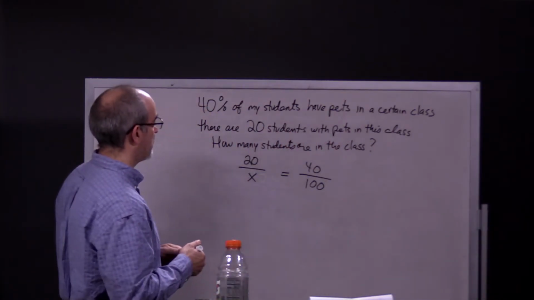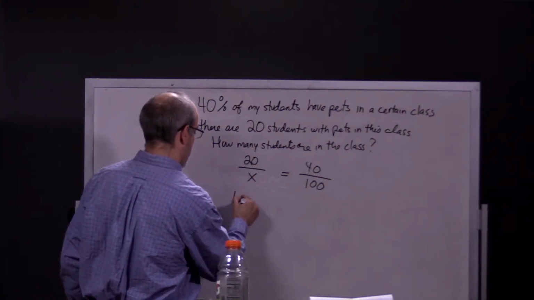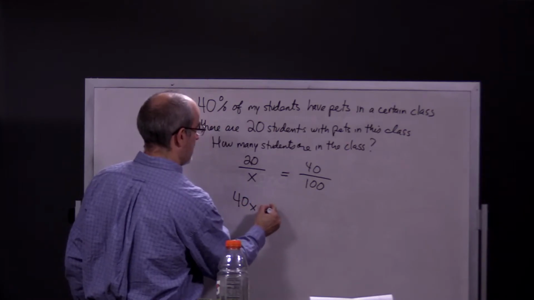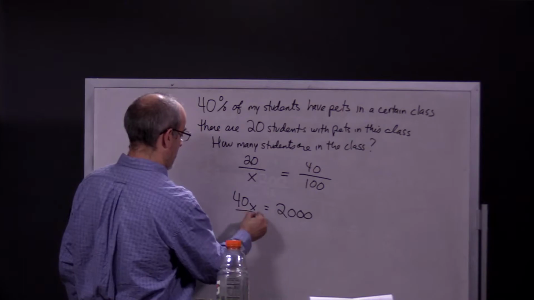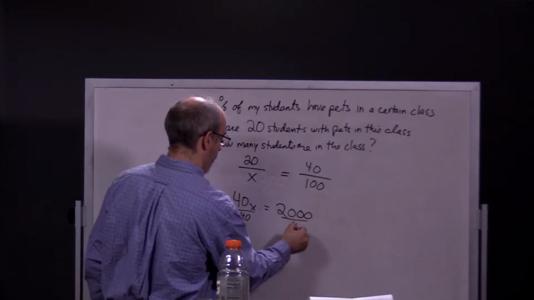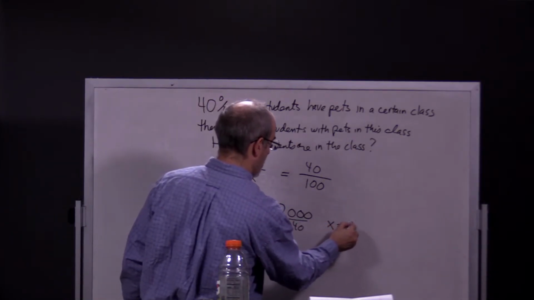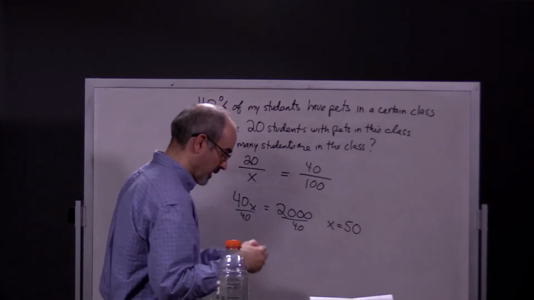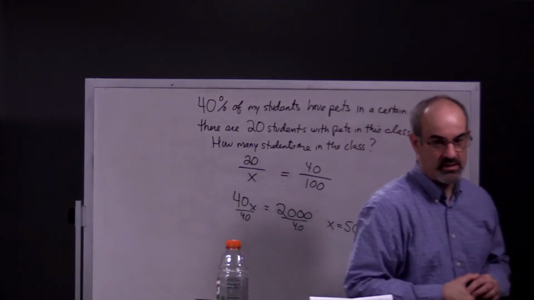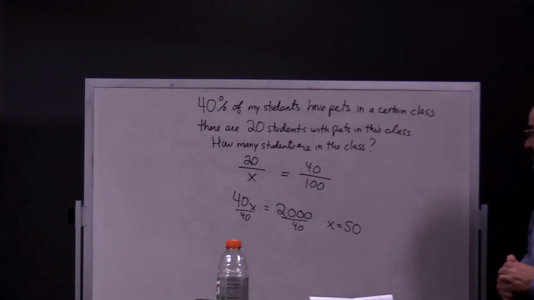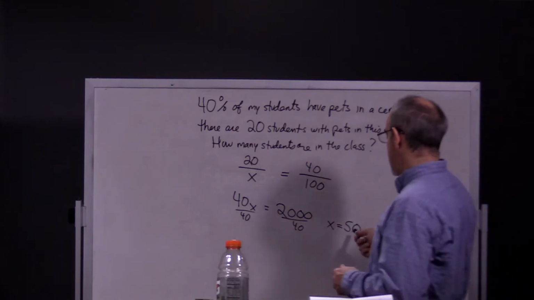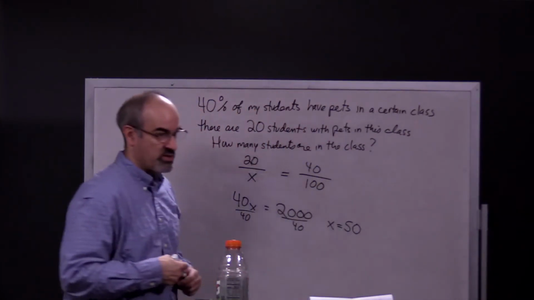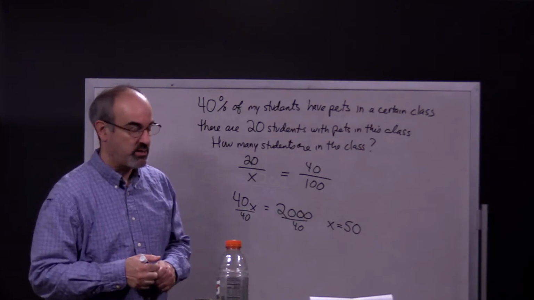Alright, so cross multiply, we get 40x equals 2,000. Divide by 40. So that x represents how many students are in the class. So there's 50 students in the class. Does that make sense? Once you get an answer, you can check to see if your answer makes sense.